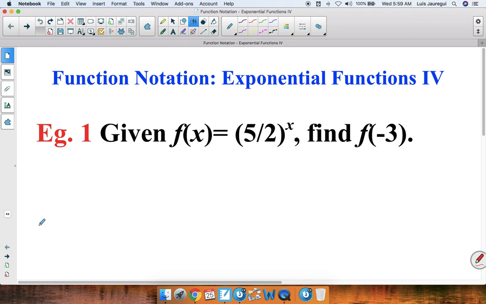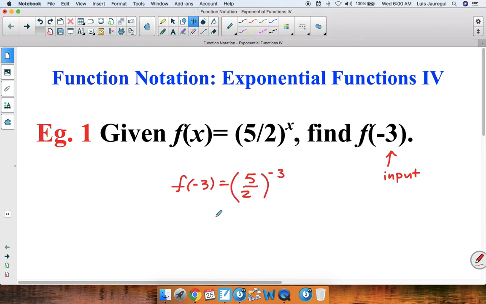Example 1. Given f of x is equal to 5/2 to the x, find f of negative 3. Well, here we know that our input value happens to be negative 3. So what we're going to do is substitute in the negative 3 wherever we see an x. So f of negative 3 is equal to 5/2 to the negative third power.